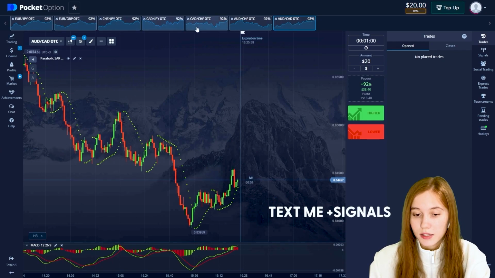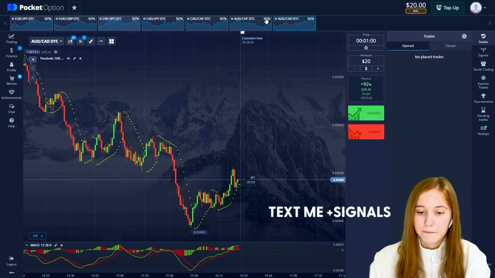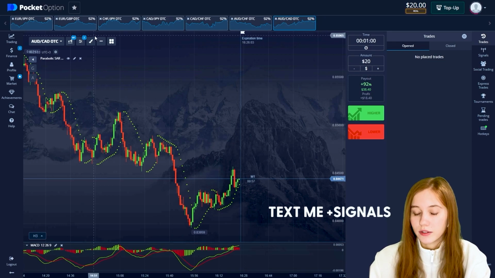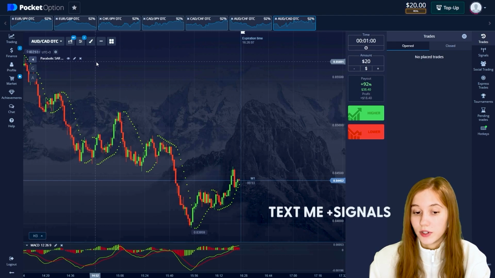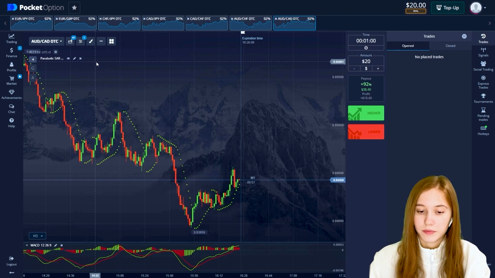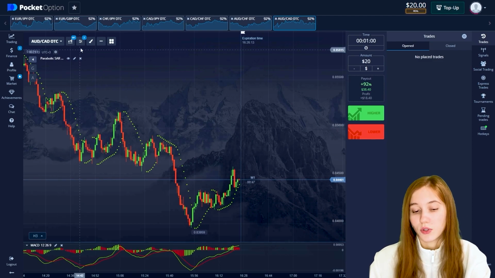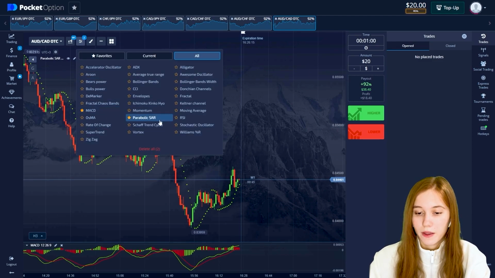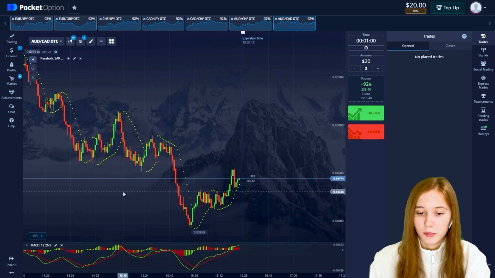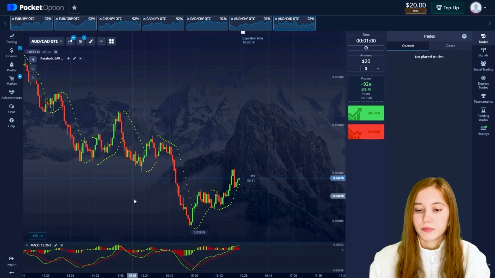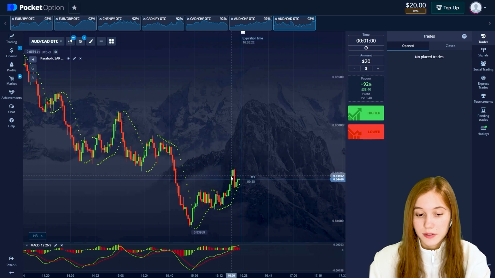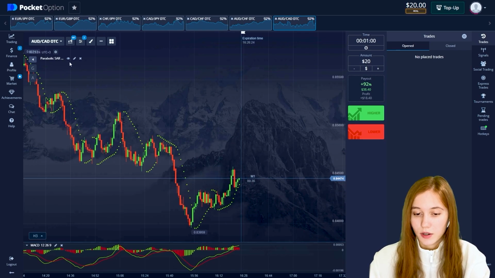I choose several concepts with more than 70% of the payout percentage. It's very important. And we will use our technical analysis and 2 indicators. So let's first talk about Parabolic, the settings of this indicator.